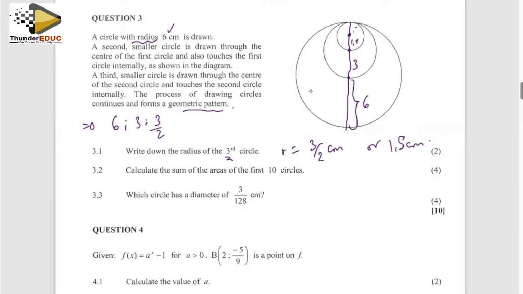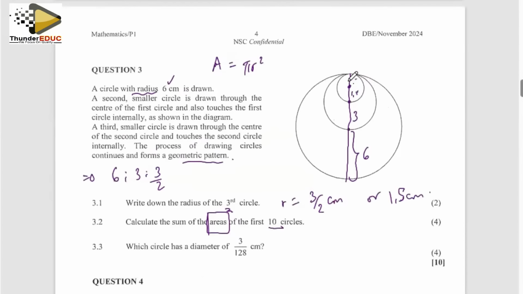Then 3.2, calculate the sum of the areas of the first 10 circles. The key word in this question is the areas. Okay, it changes the entire scenario. Now, we know that the area of a circle is given as pi times the radius squared. Now, if I'm to look at the pattern that is created by the areas, I think I must take it from there.